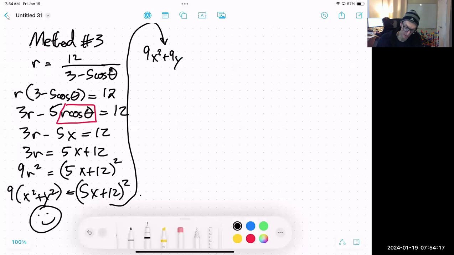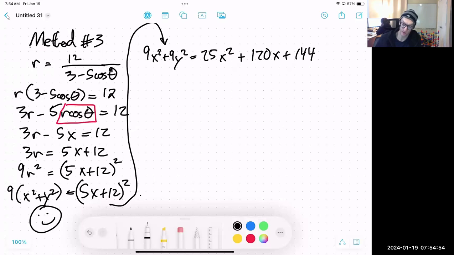9x squared plus 9y squared equals, and now this just kind of gets ugly, 25x squared plus 120x plus 144. And now I just have to do a bunch more work that I don't particularly feel like doing, but I guess I'm just gonna do it. Just make sure this is not wrong. Well, I guess I can just look at my own paper. I'm horrified by how difficult this looks like it's going to be, but whatever. Let's not worry about it.